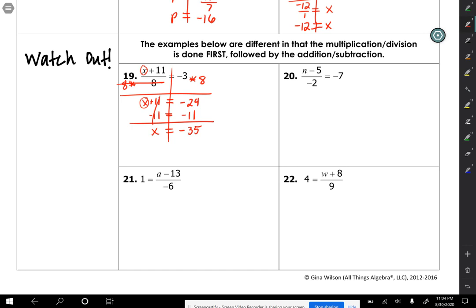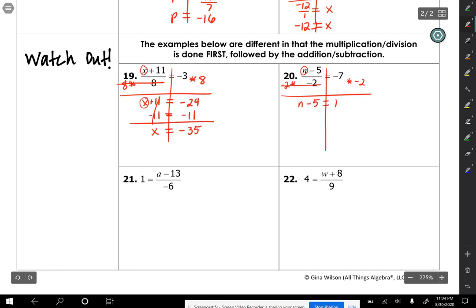Same thing with number 20. We're going to get rid of this dividing by negative 2 first by multiplying both sides by negative 2. Those cancel out. N minus 5 equals positive 14 because negative 7 times negative 2 is positive 14. Solving for the n, we need to add 5 to both sides. N equals 14 plus 5 is 19.